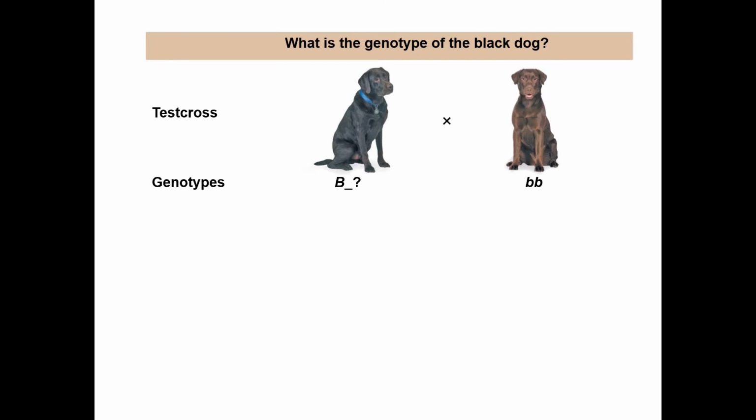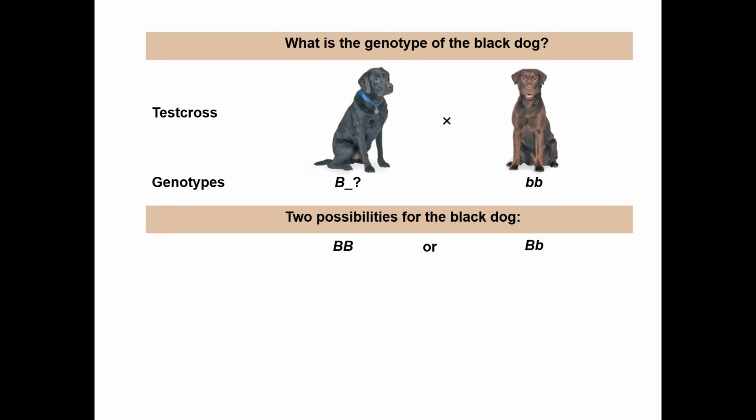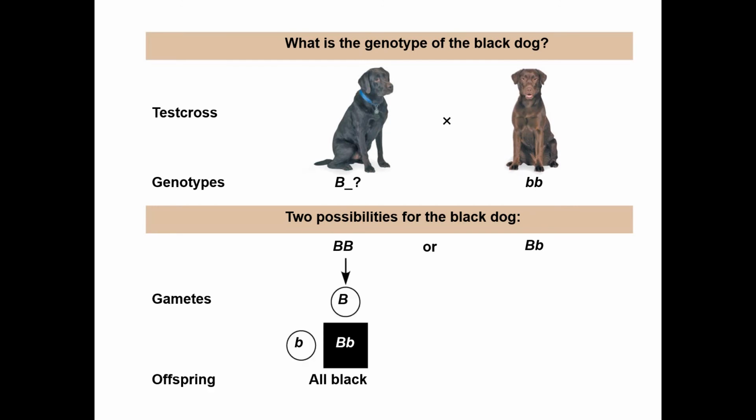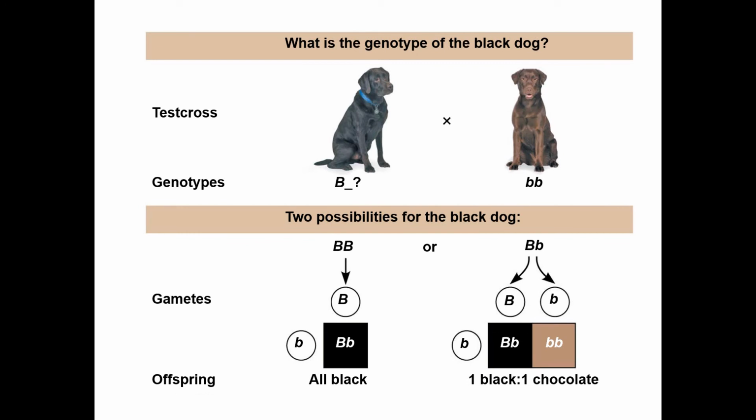Well, if your dog is homozygous for the black gene, all of the puppies will be black. But if the dog is heterozygous for the black gene, half of the puppies will be brown. This is because the brown dog can only ever give the recessive trait. So if brown puppies show up, that means that a second recessive trait must have been in the unknown dog.